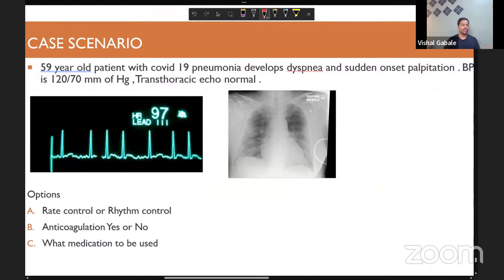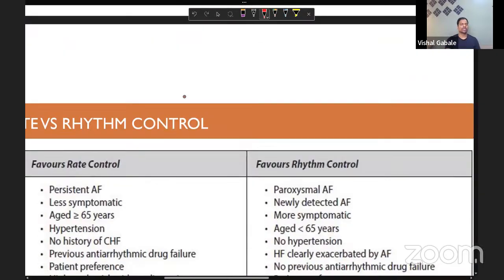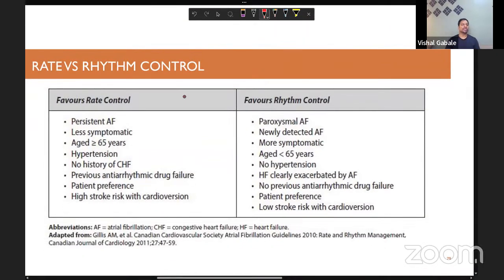Coming to this case scenario. So this patient has COVID. This patient has ECG showing AFib. So what will you do? Okay, just look at his findings. There is a sudden onset palpitation. So what you will do? Rate control or rhythm control in this patient? Which one will you choose? Anybody? Will you choose rhythm control or will you choose rate control? Exactly. We will choose rhythm control. Why? Because it's acute. Now, what are the agents that can be used for the rhythm control?